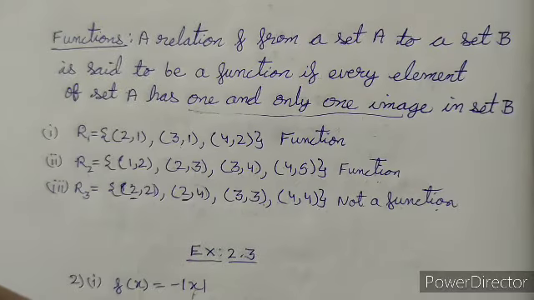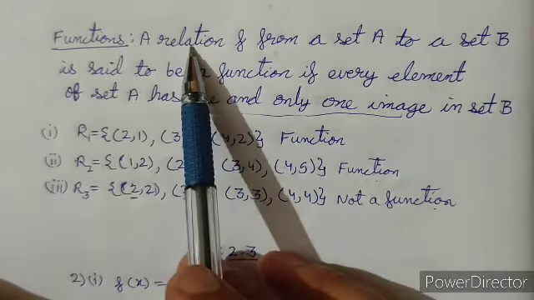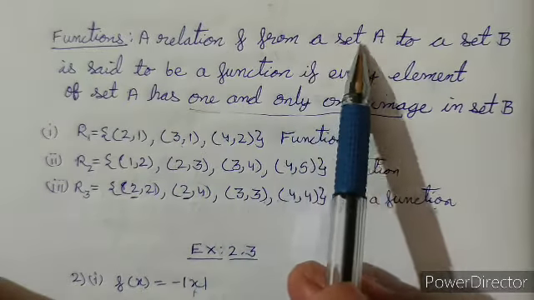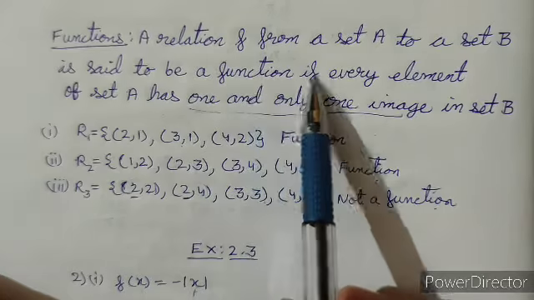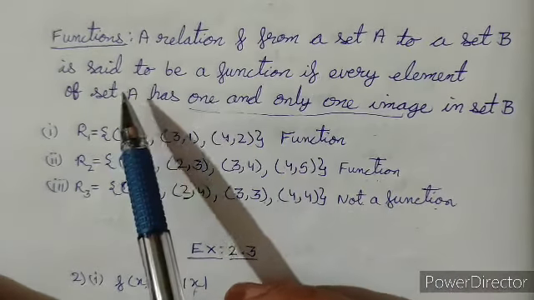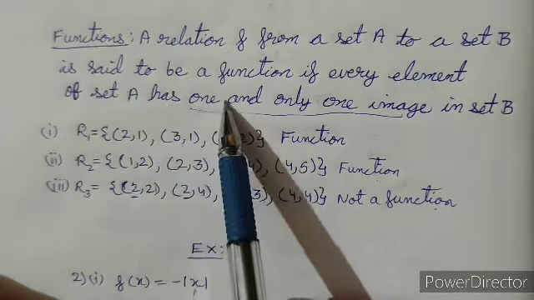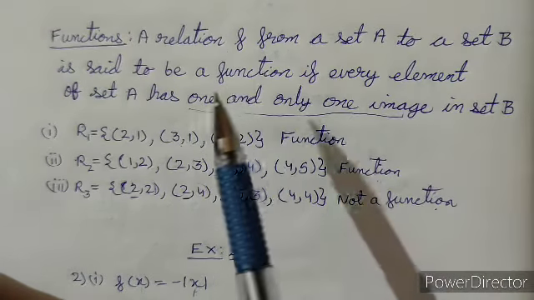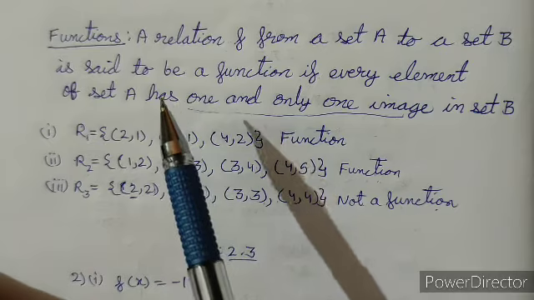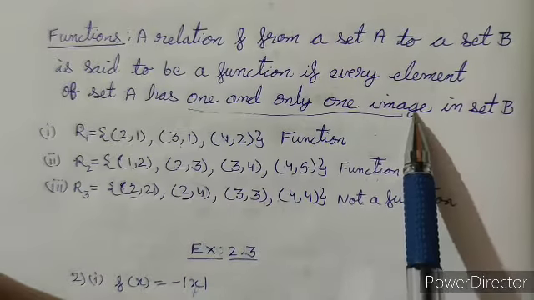Hello students, in this section we study a special type of relation called function. Now what is a function? A relation f from a set A to a set B is said to be a function if every element of set A has one and only one image in set B. That means every element of a domain should have a unique image.